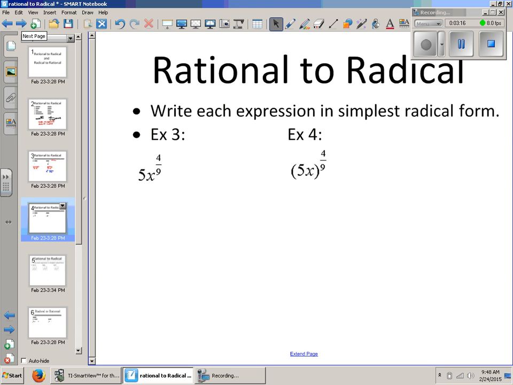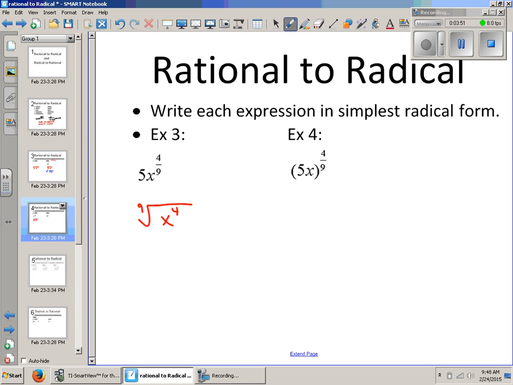Okay, let's look at the next two examples, example 3 and example 4. Look at them first. They look very similar. Well, we're going to have two different answers here. First of all, I'm going to make my radical sign. What's the base in example 3? Is it 5x? Is it just x? What's being raised to the 4/9 power? Just x. So x is the base. 4 is the exponent. 9 is the index.